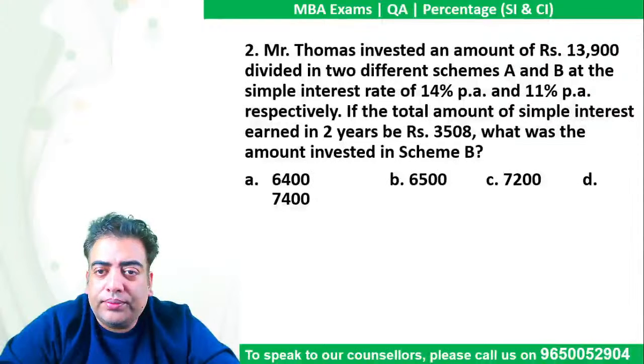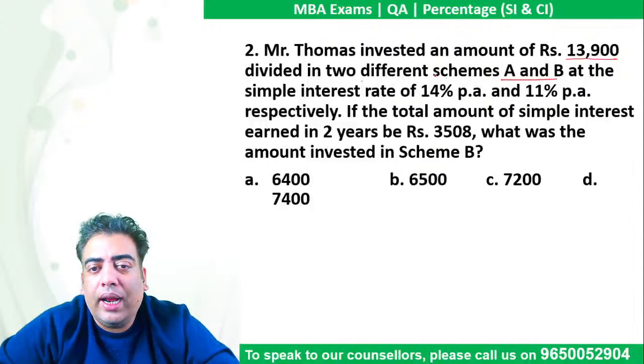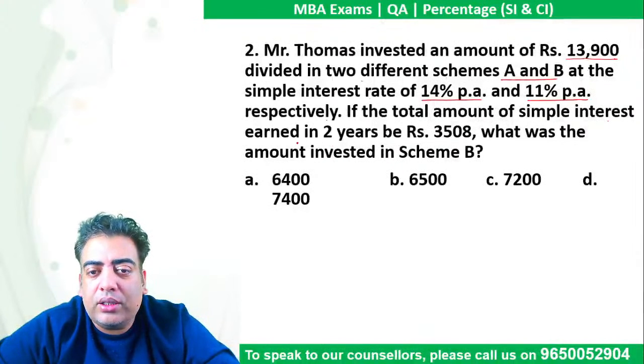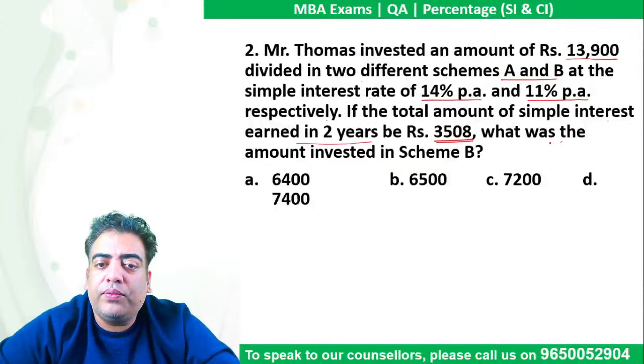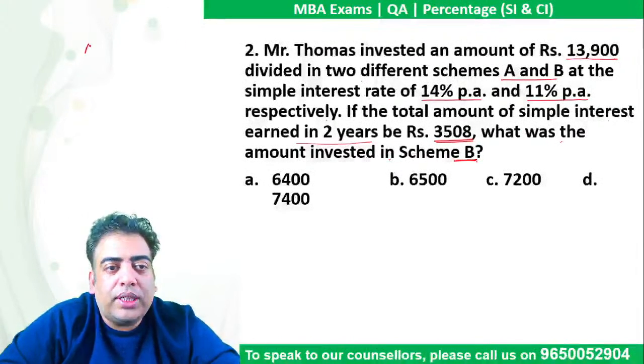Okay, next, look. Here it says Mr. Thomas invested an amount of rupees 13,900 divided in 2 different schemes A and B at the simple interest rate of 14% per annum and 11% per annum respectively. If the total amount of simple interest earned in 2 years is rupees 3508, what was the amount invested in scheme B? So there are 2 schemes A and B.